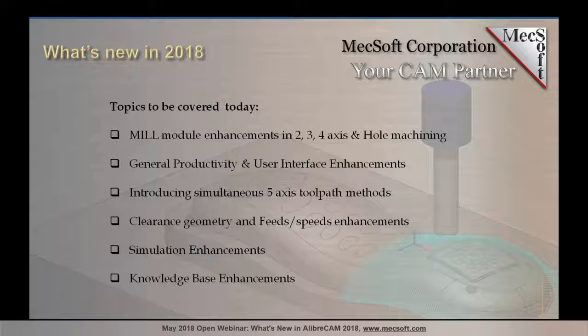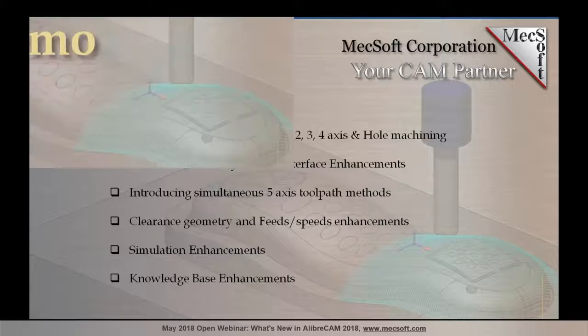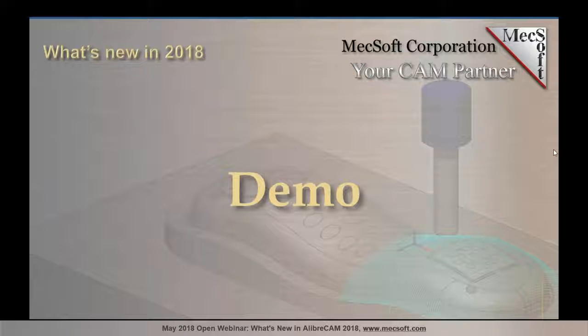We were not able to do that in the previous versions. As I had mentioned, the API change that the Alibre folks had given us has enabled us to introduce this exciting new module, the continuous 5-axis toolpath methods. And then some of the other enhancements for clearance geometry, feeds and speeds, and then simulation, which will include machine tool simulation as well. And finally, knowledge base enhancements for productivity improvements. So without any further ado, let me let Uday take over and do the demonstration.